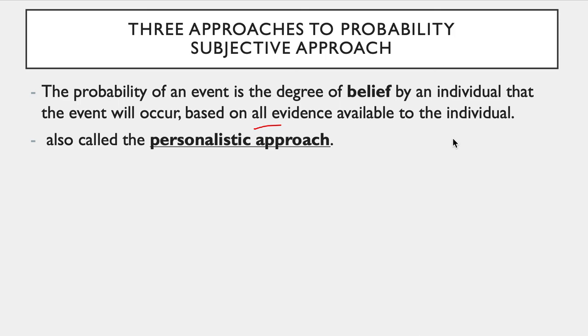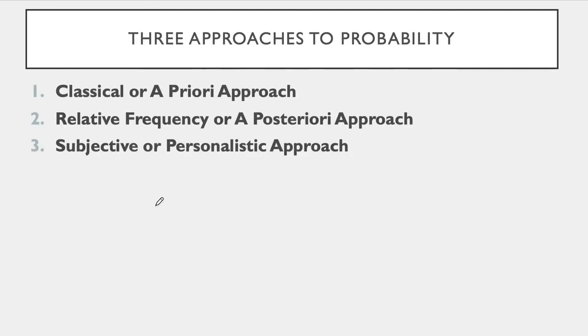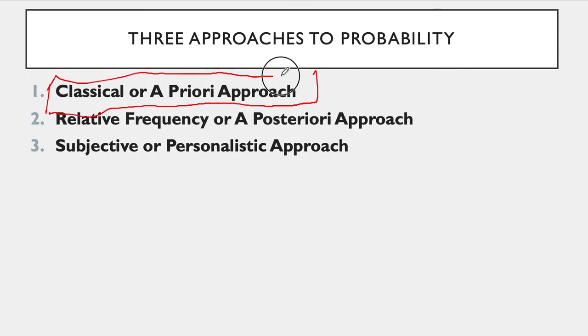Okay, so those are the 3 approaches to probability. Let me recall that. We have classical approach, relative frequency approach, and subjective approach. Our standard is the classical or a priori approach. This is our standard in probability theory. Okay. Now, before we end, we will be talking about mutually exclusive events.